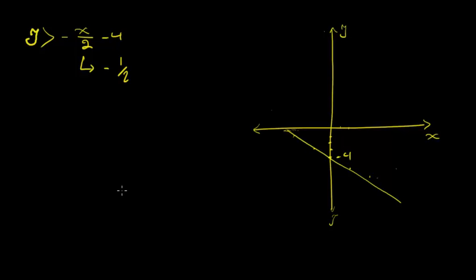But remember, our y is not equal. Rather, it's greater than negative x over 2 minus 4. It means that if you pick any x value, it's going to be greater than the point on the line. So the first thing is we have to make it a dashed line.